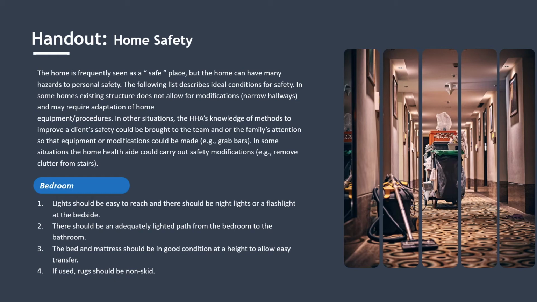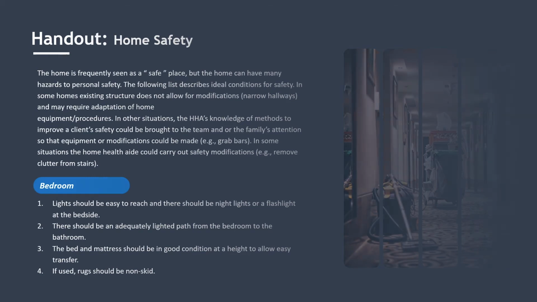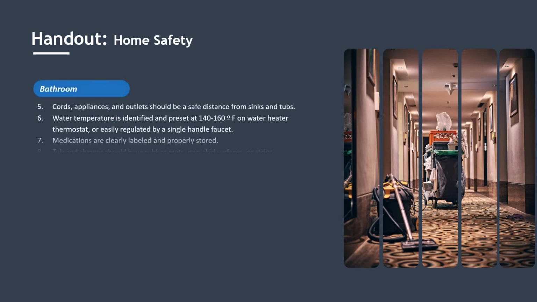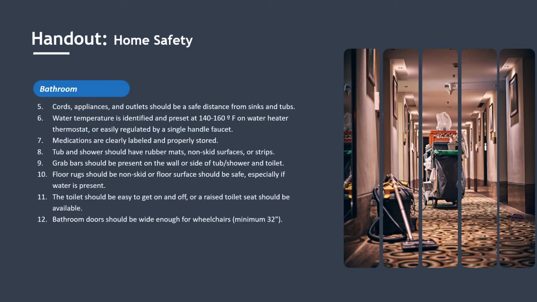The bed and mattress should be in good condition, at a height to allow easy transfer. If used, rugs should be non-skid. In the bathroom, cords, appliances, and outlets should be a safe distance from sinks and tubs. Water temperature is identified and preset at 140 to 160 degrees Fahrenheit on the water heater thermostat, or should be able to be easily regulated by a single handle faucet.